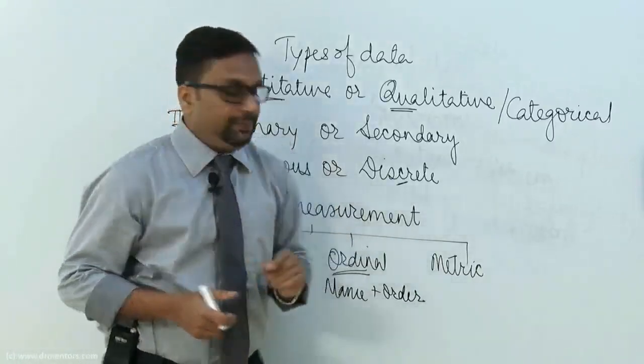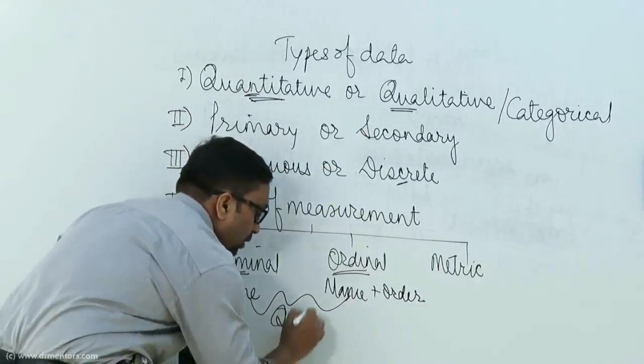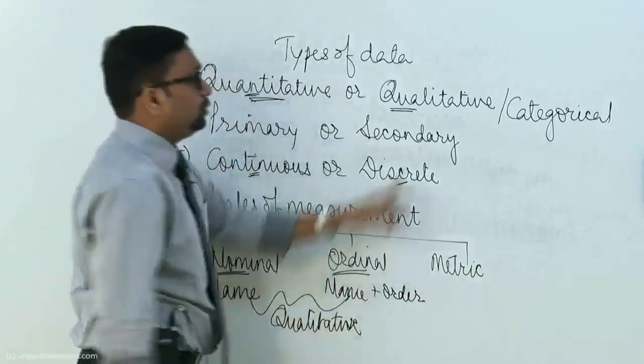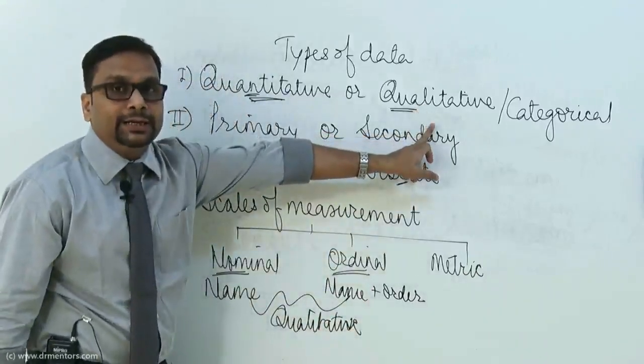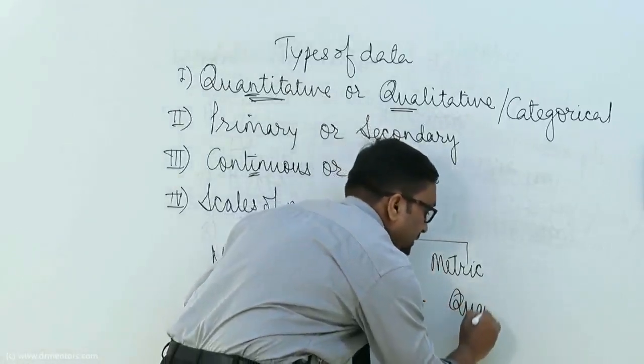Now you will agree with me, whether nominal or ordinal, both are used for qualitative data as per the first classification. Both are used for qualitative data. Now what remains is quantitative data, which is measured on metric scale.